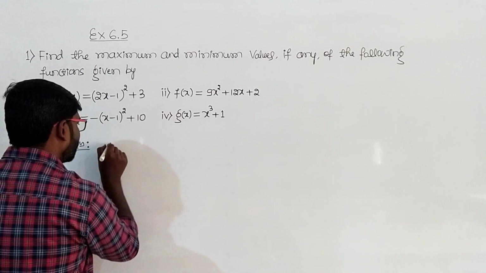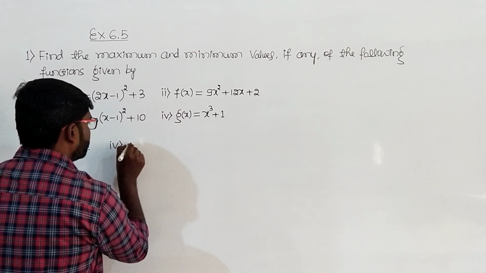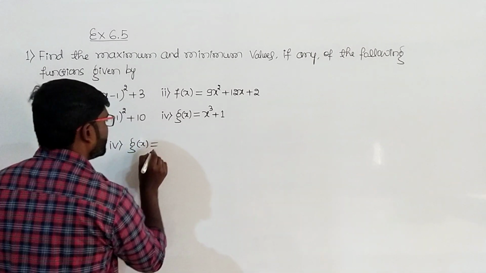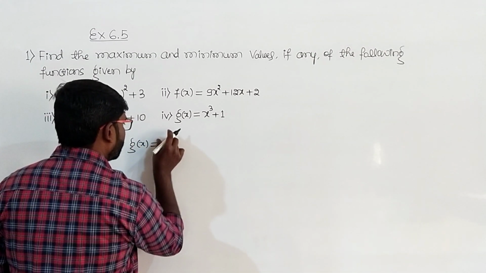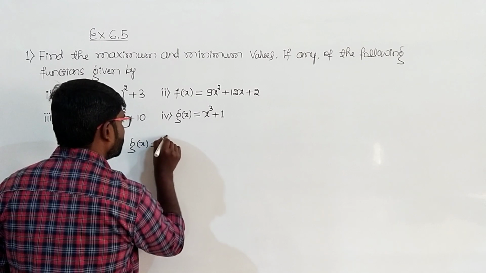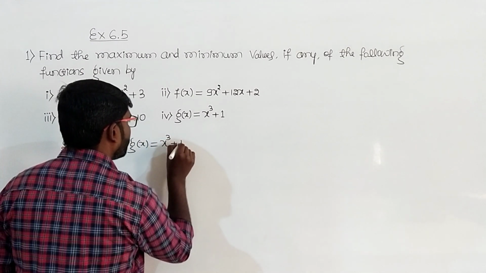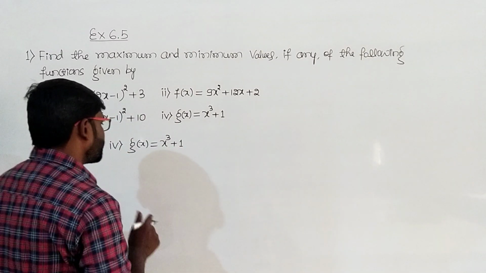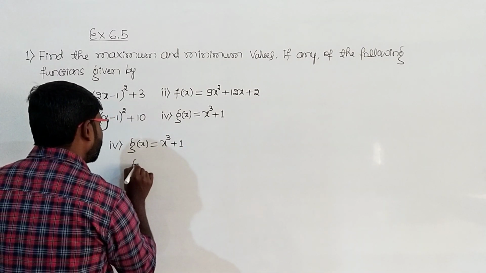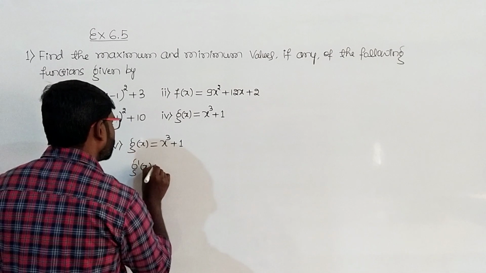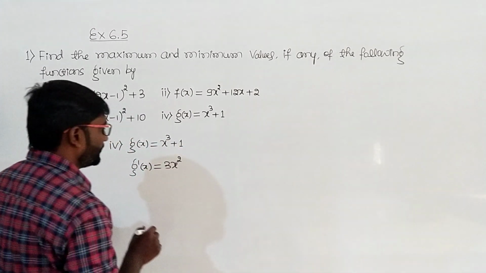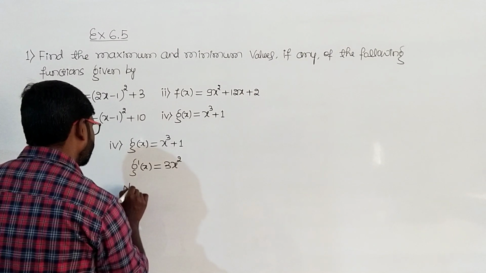Take up the fourth one, g of x equals x cube plus 1. Let us go for the derivative. g dash of x equals 3x square. Equate this with 0.